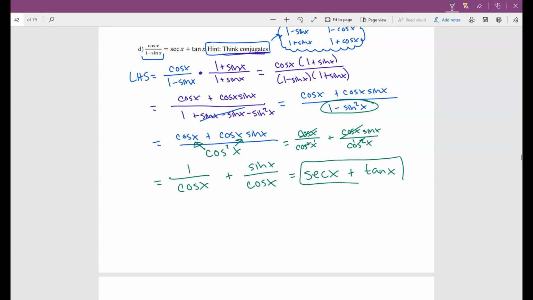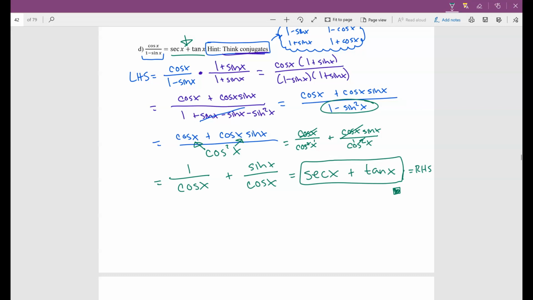Okay, and that's basically my answer because this guy now is equal to my right-hand side. So that concludes the proof in this case. Could you have done the other way around? Of course. If you think about it, you're just doing everything in the opposite way. So that's basically what it is.